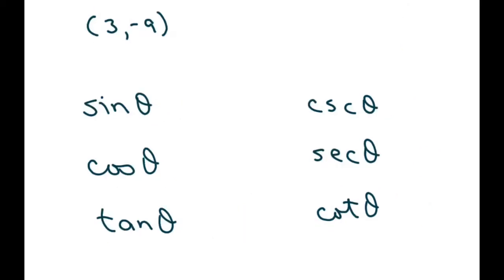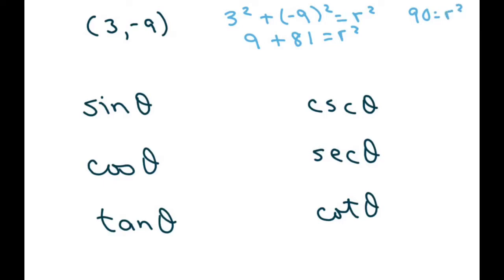The last one's very similar. We have to find our r, so we're going to have 3 squared plus negative 9 squared equals r squared. So this is 9 plus 81 equals r squared. So 90 equals r squared. And r is therefore going to be the square root of 90, which we can reduce to 9 times 10. The square root of 9 is 3, and we're still left with 10 inside the radical.